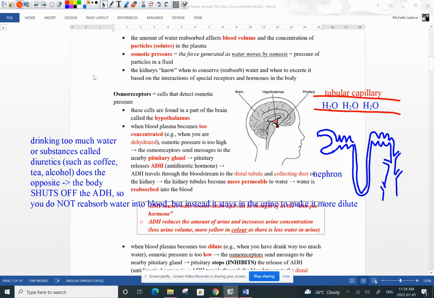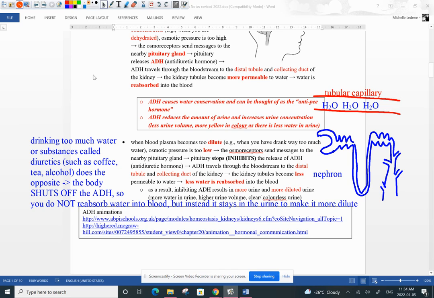All right. Now, what happens if you drink too much water or substances that are called diuretics? Caffeine is an example of a diuretic. Coffee, tea, even alcohol is a diuretic. It's actually going to do the opposite. It's going to shut off the ADH. So now you're not sending it out from the pituitary. It's not traveling through the blood. It's not going to end up in your kidney nephron. And therefore, you're not reabsorbing water into the blood.